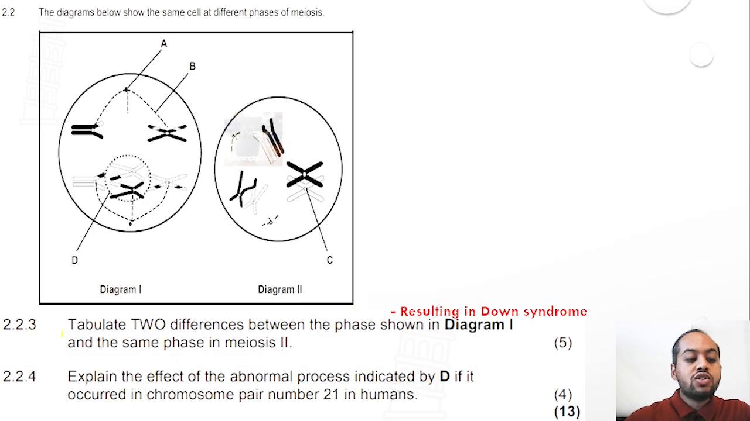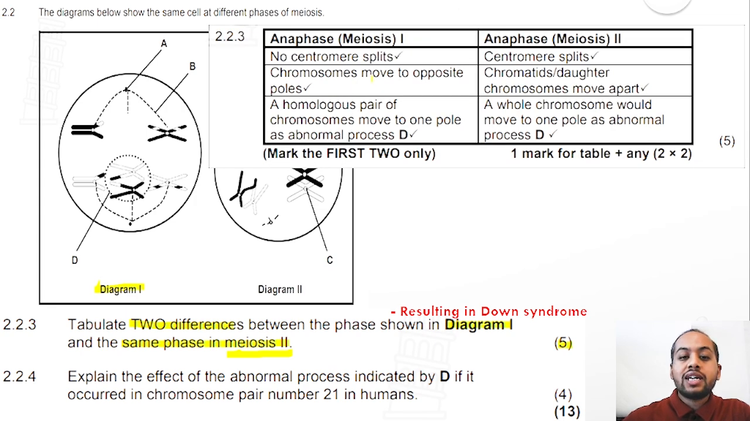The next question, 2.2.3, says tabulate 2 differences between the phase shown in diagram 1 and the same phase in meiosis 2 for 5 marks. So what is the phase shown in diagram 1? Here we have our chromosomes moving towards opposite poles. So this is going to be anaphase 1. But we're giving the differences between anaphase 1 and anaphase 2, because anaphase 2 forms part of meiosis 2. Therefore, we're going to draw the table and we're going to say anaphase 1 as well as anaphase 2.